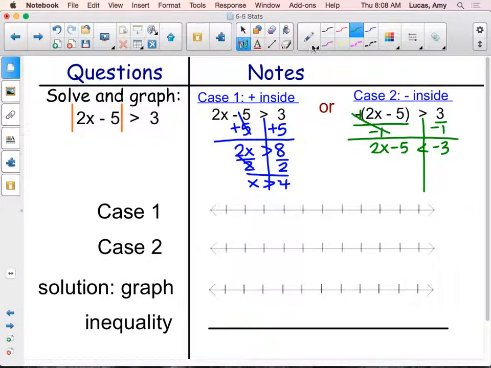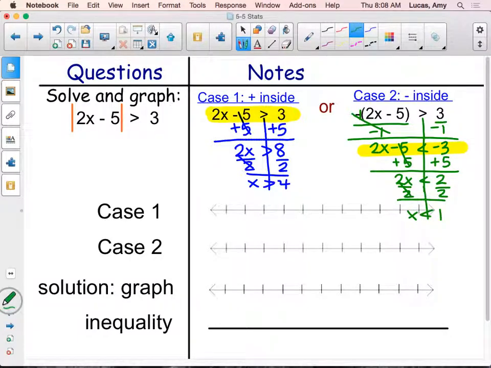So remember, if you like this shortcut, the original inequality, and then you flip and change. Flip the symbol and change the sign on the 3. You can use that shortcut if you want to. Just make sure that you understand there are 2 changes happening there. Okay, so 2x is less than 2, divide by 2, and x is less than 1. So my graphs need to go from 1 to 4.